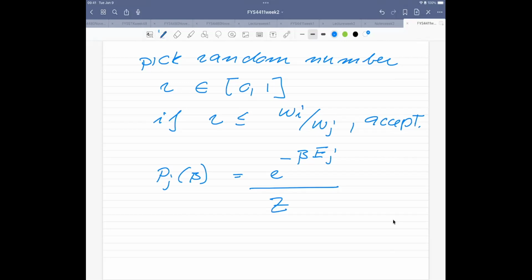That's the Metropolis. If you think of the results which I showed you with the harmonic oscillator, you're getting spot on the energy. So this is what we are going to start with now.